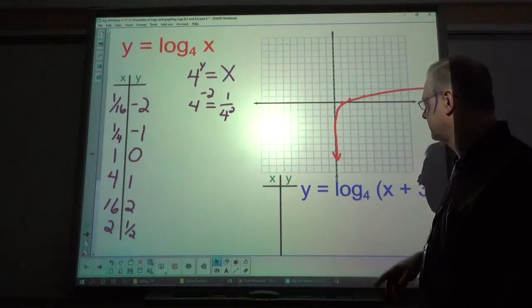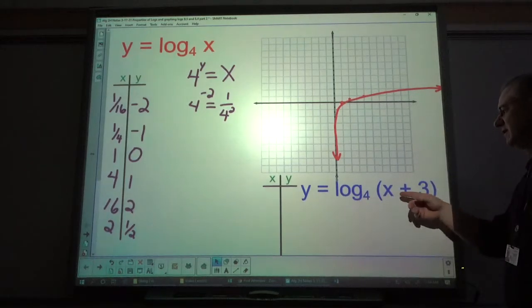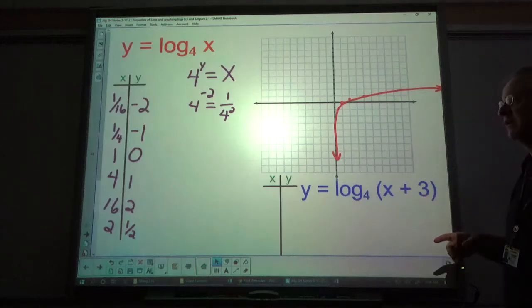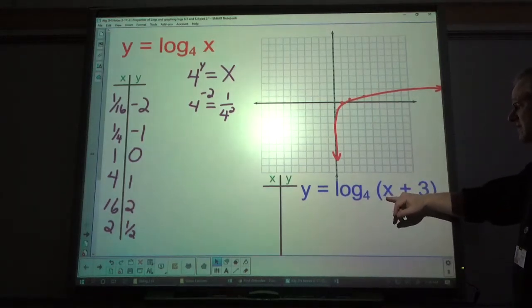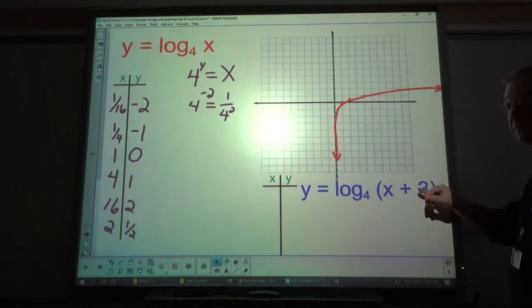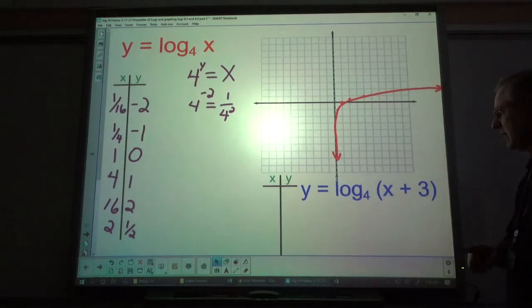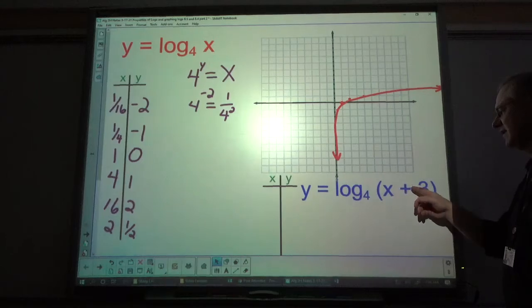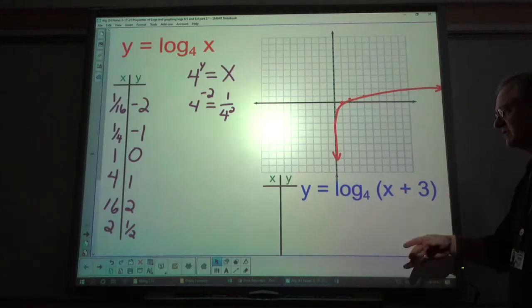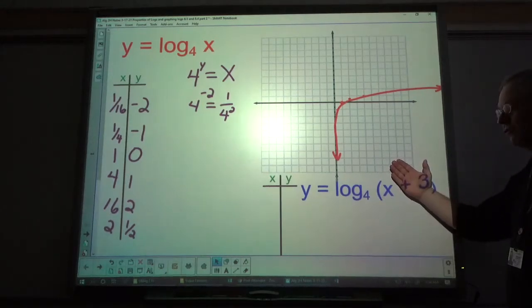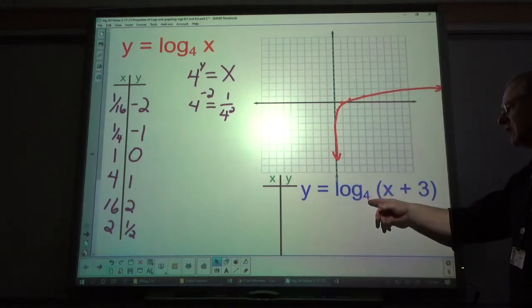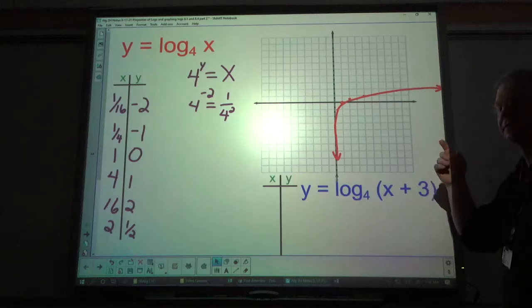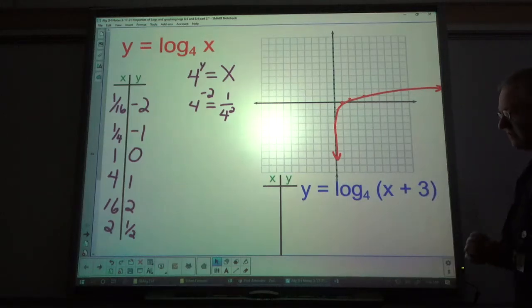Now, let's see what happens when we plug in x plus 3. It's almost the same thing, right? The only difference between these two is instead of x, it's x plus 3 in parentheses. That's important, because if it were just x and then plus 3 without the parentheses, that means log base 4 of x and then plus 3. But with the parentheses, it's log base 4 of x plus 3. Okay, see the difference in those two?